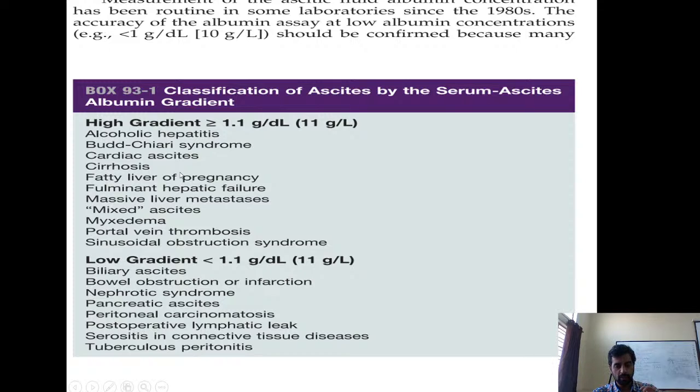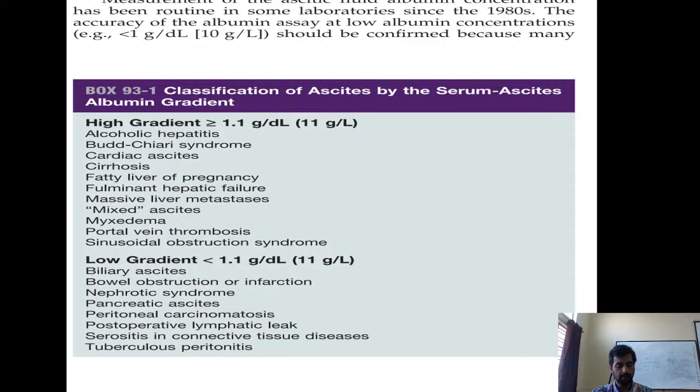Fatty liver of pregnancy, because of the distended hepatocytes. In fulminant hepatic failure, because of the vasoconstriction within the hepatic sinusoids and the crumpling of the liver. And with liver metastasis, these all can compress your sinusoids, hepatic vein, portal vein. And when there is mixed ascites, there can be portal hypertension and some inflammatory process also.